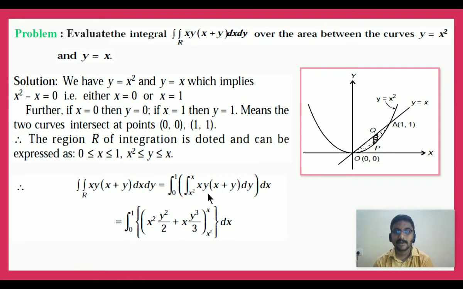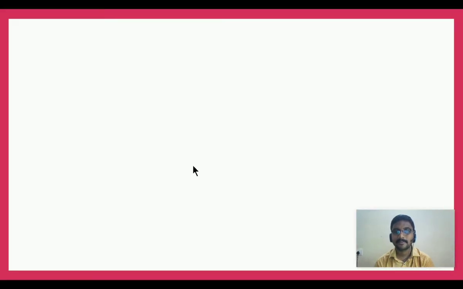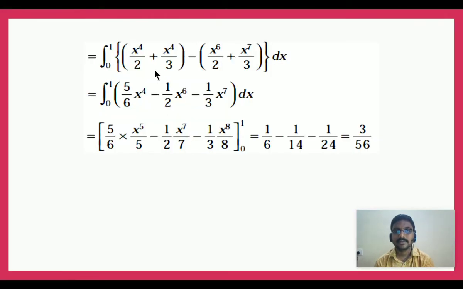Here we first apply integration with respect to y and then x. While integrating with respect to y, we have to keep x as constant. The integration of y is y square by 2. In the second term, x is treated as constant, and the integration of y square is y cube by 3. Now substituting the upper limit as x and the lower limit as x square, on simplifying we get this.